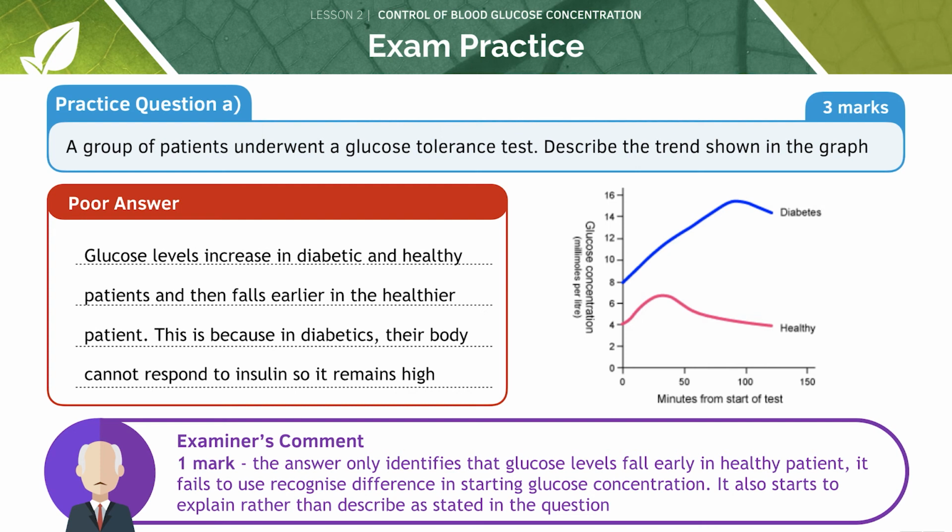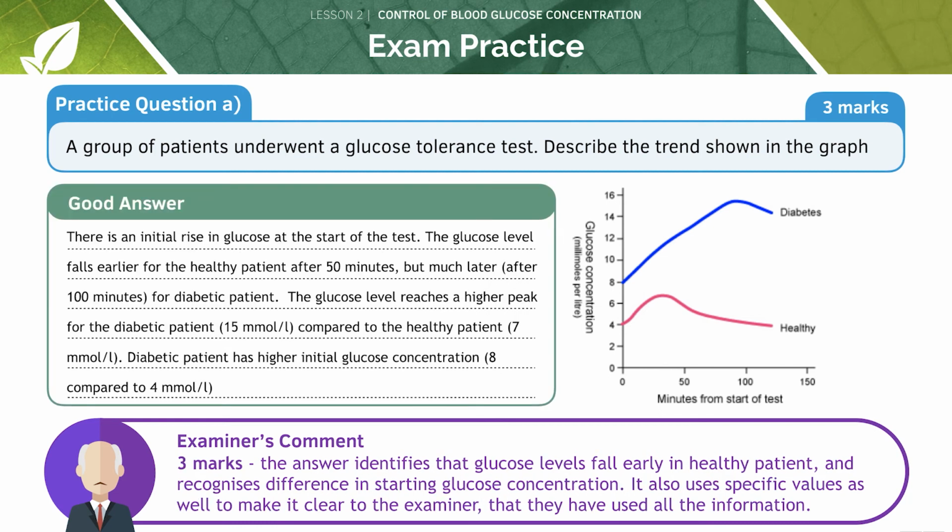So the problem is that this answer only identifies that glucose levels fall early in the healthy patient. It fails to recognise the difference in starting glucose concentrations, and it also starts to explain rather than describe, as stated in the question. So now let's have a look at the good answer.